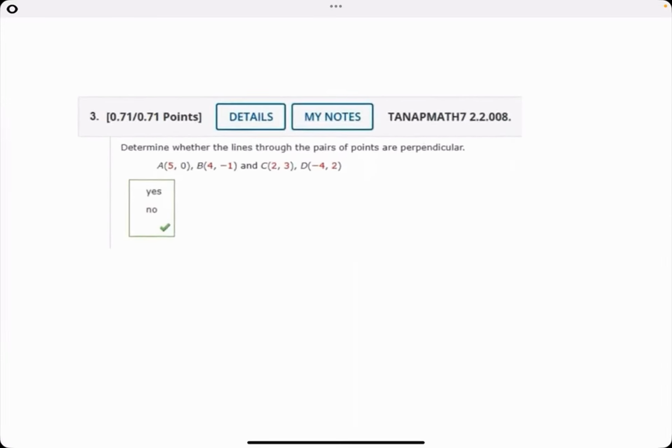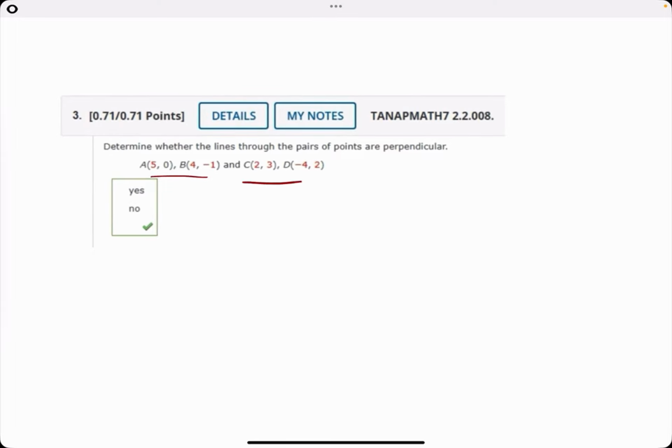Number 3, determine whether the lines through the pairs of points are perpendicular. So I believe they're saying through A and B, let's find the slope between A and B, and then find the slope between C and D, and to see if those lines passing through each of those pairs of points are perpendicular, we need to see if their slopes are negative reciprocals of one another. For example, if the slope between A and B is 2/3, to be perpendicular, CD would have to have a slope of -3/2. So the negative flip, the negative reciprocal. So that's what we want to verify.